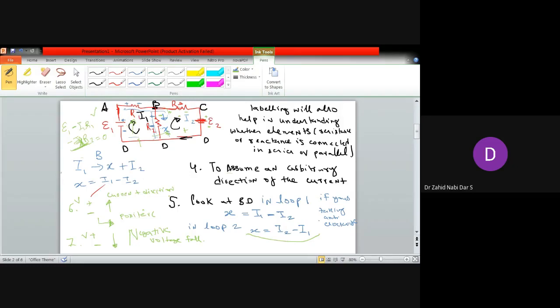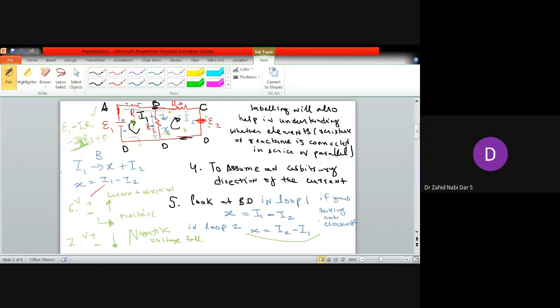Okay. Tell me the loop 2 equation. I2 R3. No, see. For loop 2, minus E2, see. I'll tell you one thing. You have to start from here, from X. Loop 2 starts from here, X. So X R2 would be positive or negative.